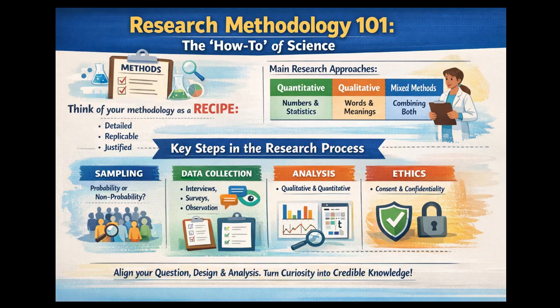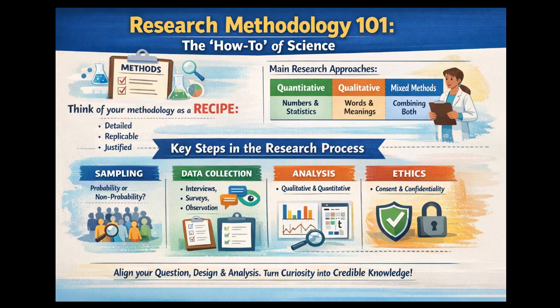Observation is another important method, involving the systematic recording of behavior in real settings, which can reveal patterns people may not report themselves. Across all data collection methods, ethics are essential. Participants must give informed consent, their privacy must be protected, and the research must avoid harm. Ethical practice is not optional, it is a core part of credible research.